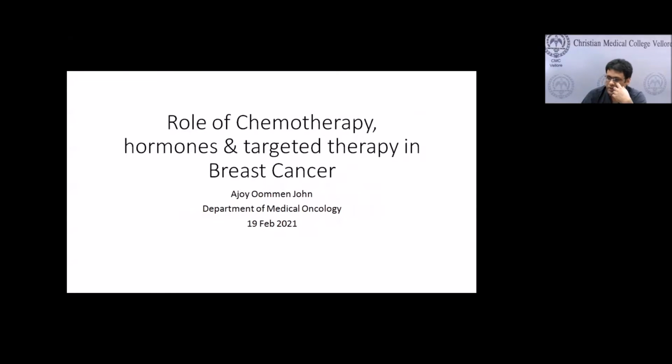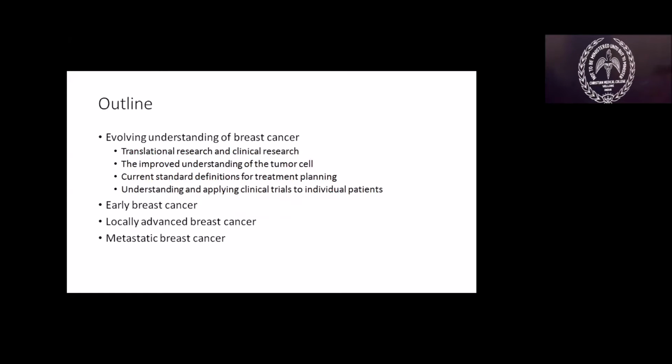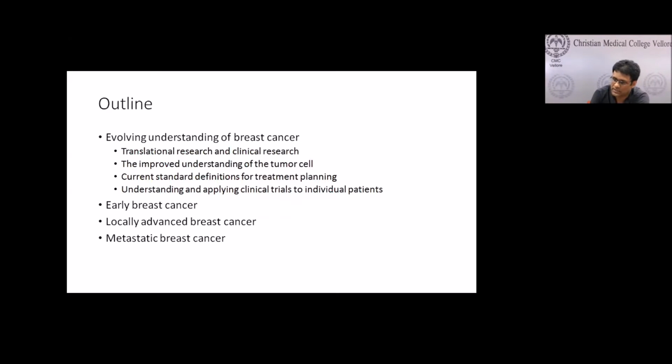So I'm going to be talking broadly on the role of systemic therapy, chemotherapy, hormones, and targeted therapy in breast cancer. Just a brief outline of what I'll be speaking on: an evolving understanding of what breast cancer is, what translational research has happened, what our current standard definitions for treatment planning are, and applying trials to the individual patient. I'll also divide how we approach it in the clinic, as early breast cancer, locally advanced breast cancer, and metastatic breast cancer.